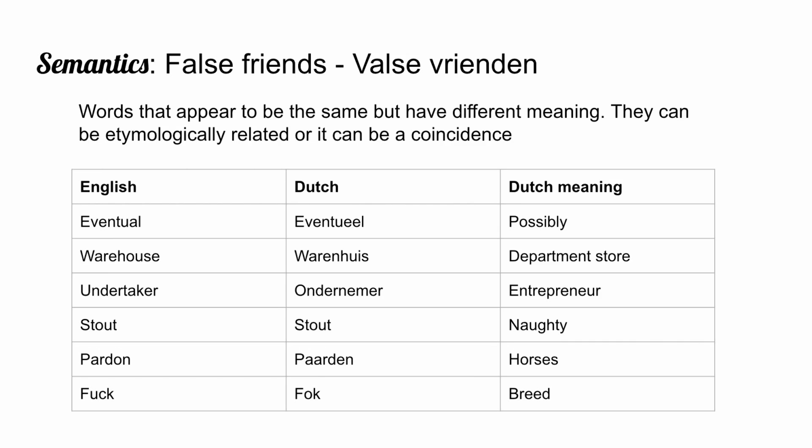So one tricky one is in English "eventual" and Dutch "eventueel". So eventueel in Dutch means "possibly", while the words look very similar. A warehouse, in Dutch we would call it a pakhuis or a groothandel, but that's the big industrial complex. And a warenhuis, on the other hand, is a department store like the HEMA we have here. An undertaker, that's funny. There have been politicians saying that Nederland is a nation of undertakers. So that means entrepreneurs in Dutch.